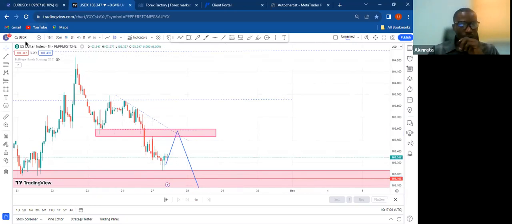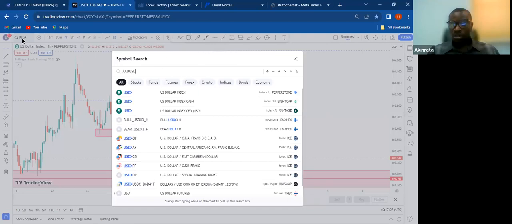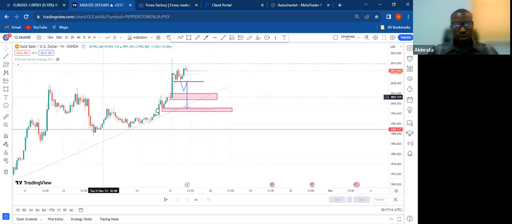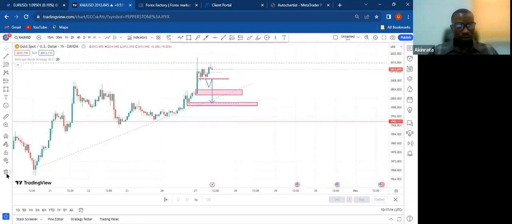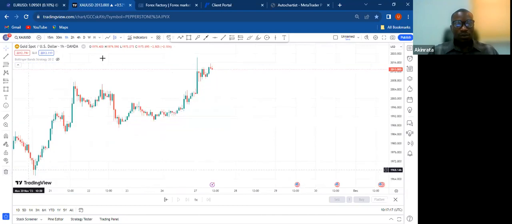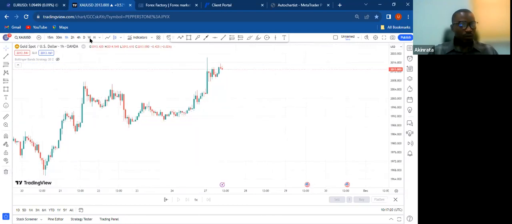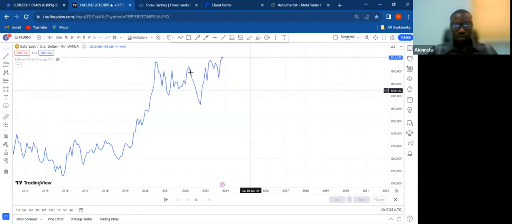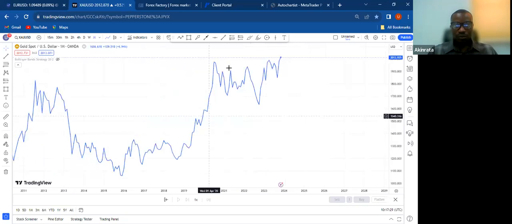So let's look at gold. Since we have dollar to be bearish, right? So let's look at gold. We're going to wipe off all this on gold. Then I start all over from monthly. So we can see the storyline on monthly that we are still bullish. So gold is extremely bullish on monthly.